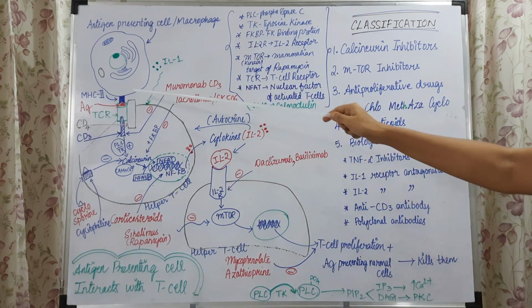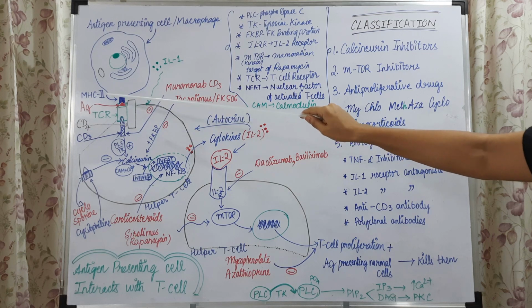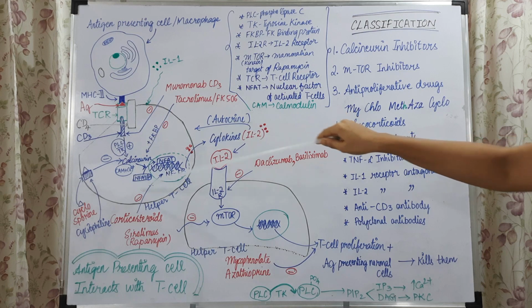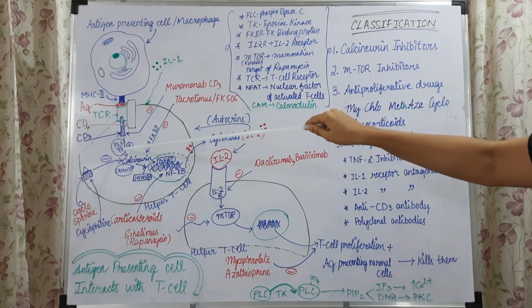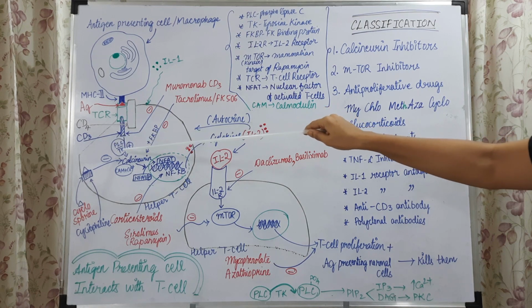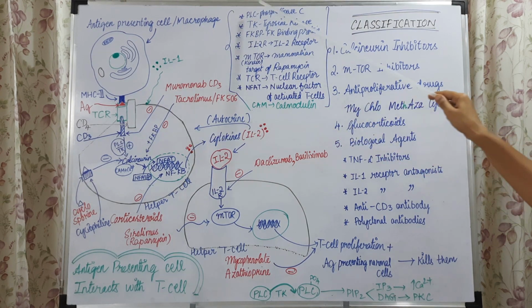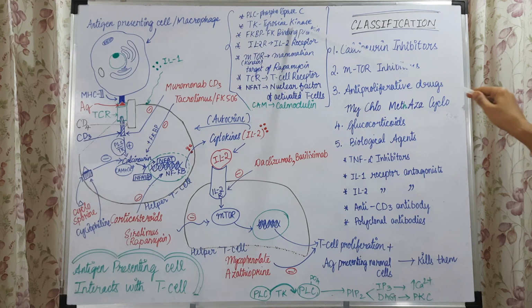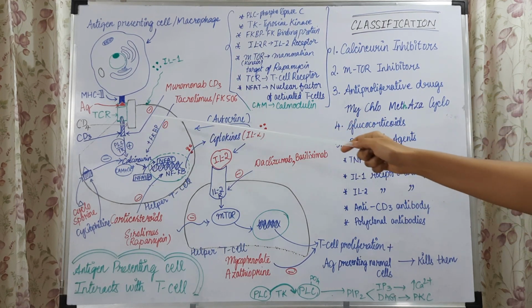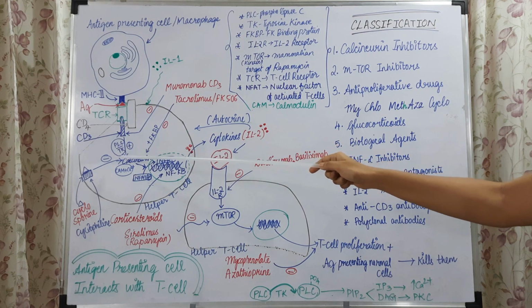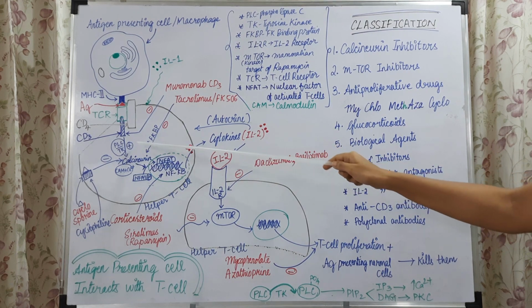Then what happens is there will be activation of the T cell receptor. So the T cell receptor gets activated, that will further interact with the inside of the T cell with the help of this CD3. Then there will be activation of the phospholipase C and tyrosine kinase system, and after the activation, there will be stimulation of calcineurin.